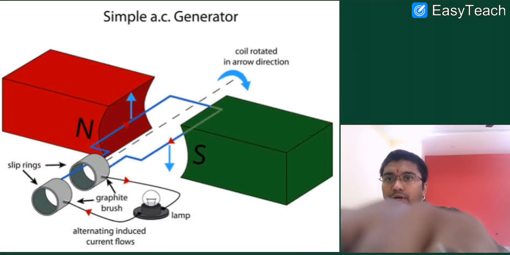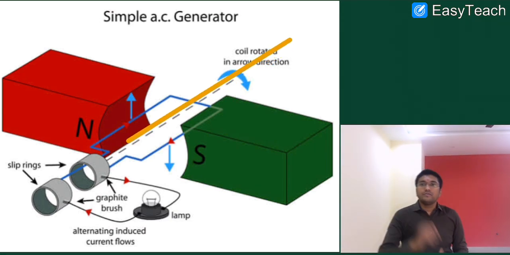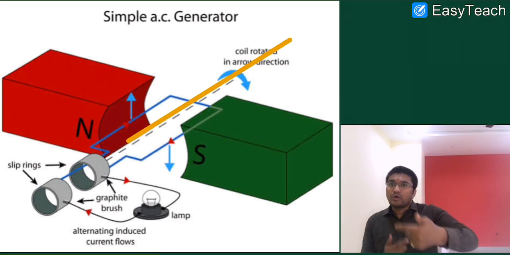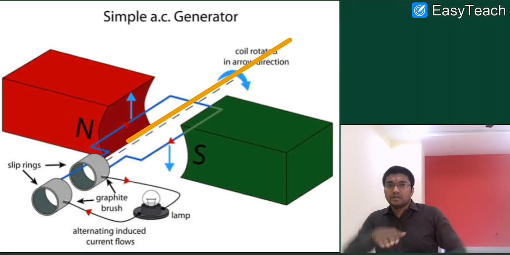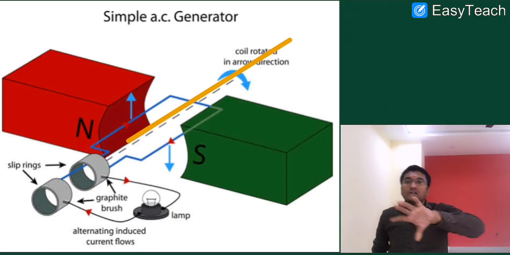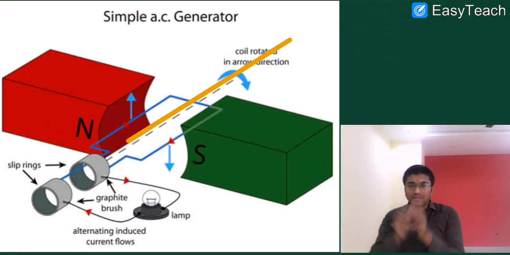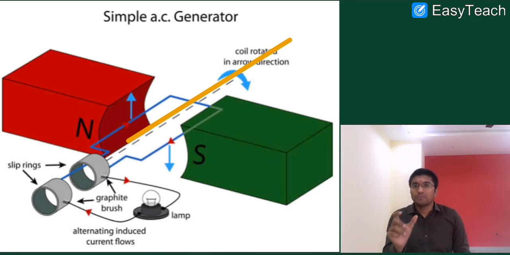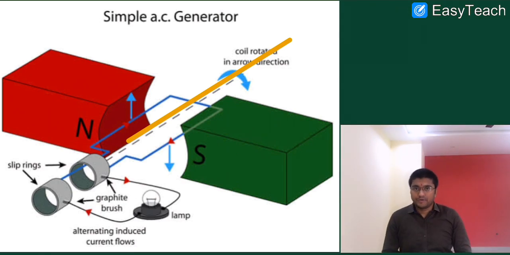Suppose we have a shaft connected to the coil. When I rotate this shaft, the coil is connected with the shaft, so the coil will also rotate. When this coil rotates in the magnetic field in this way, that rotation will produce electric current. The produced electric current will have two things: one, the magnitude of the current, the amount of current produced; second, the direction of current.